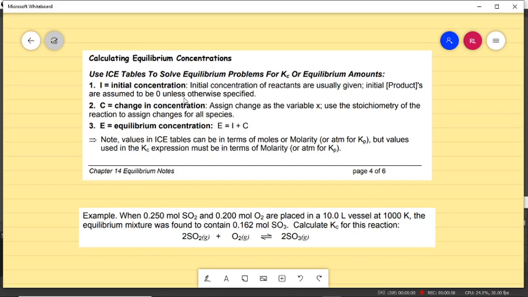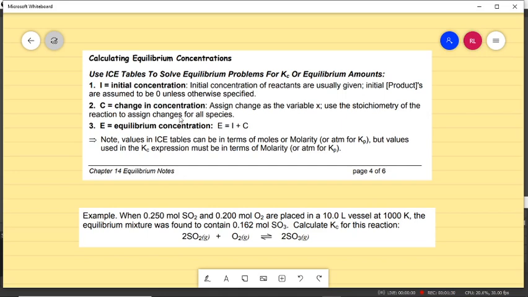But sometimes, the concentration of the product is specified because there are cases in which there is an initial amount of product that is placed in the mixture. Then the amount of product that will be produced by the reaction will be added to that initial concentration to get the concentration of the product at equilibrium.